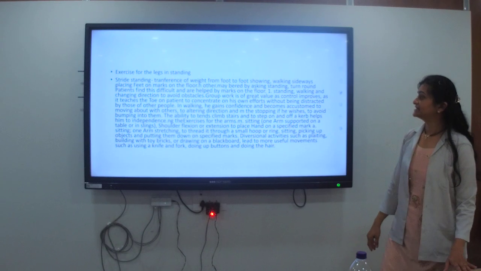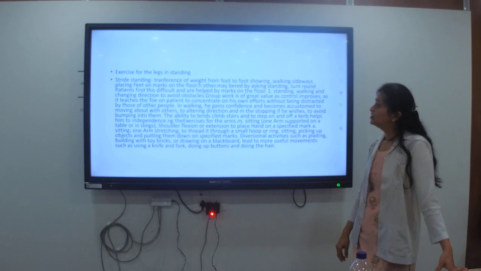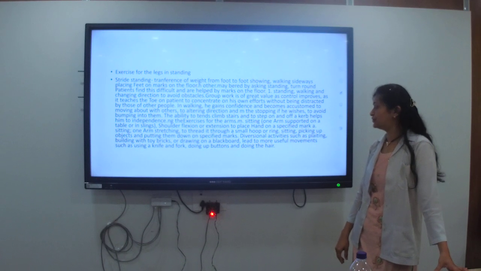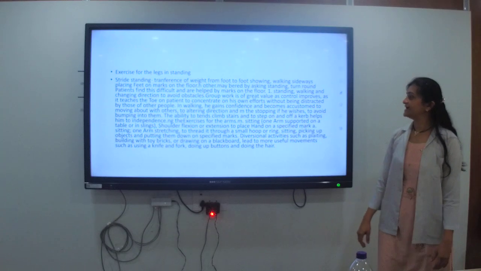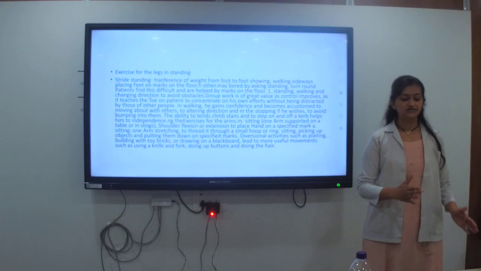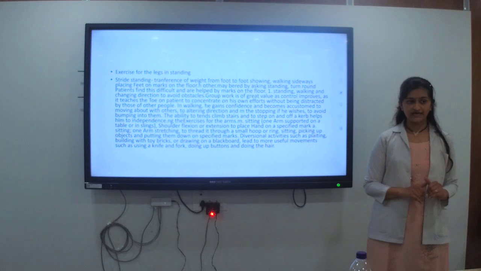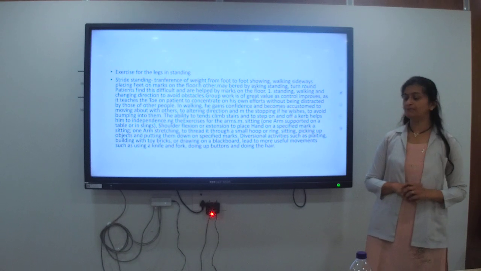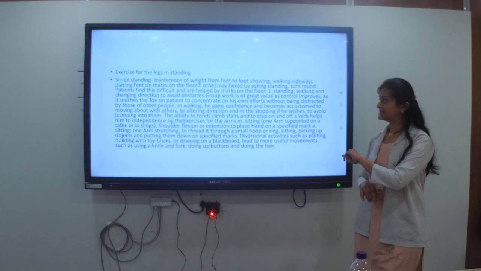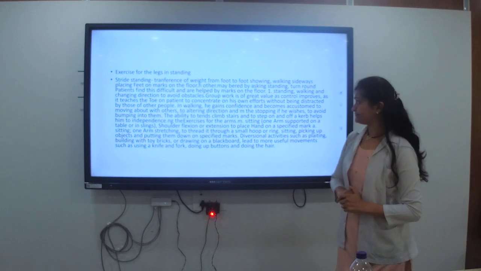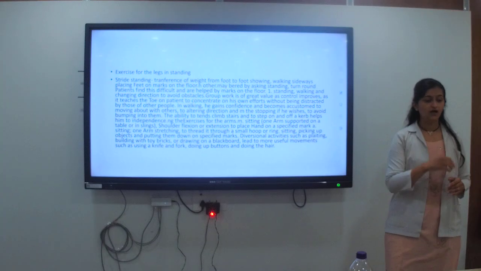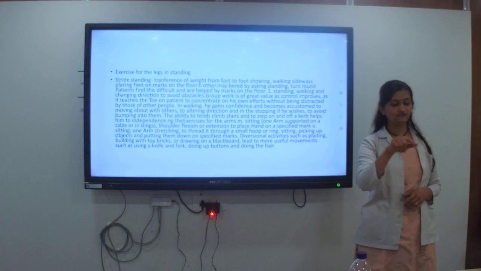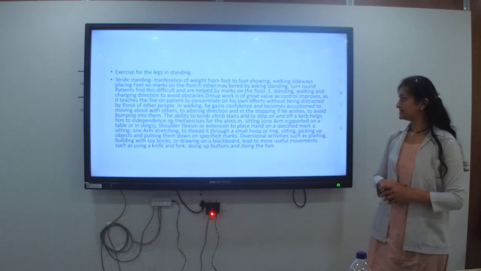Now we'll see what the exercises for the legs in standing are. The first is straight standing. Transfer of weight from foot to foot. So showing walking sideways, pressing foot on the marks. So these are all your foot exercises. In those patients where balance is not much hampered, you can go for these Frenkel exercises in standing. So you have to put some marks and ask the patient to walk on those marks, or draw a circle and go round that circle.